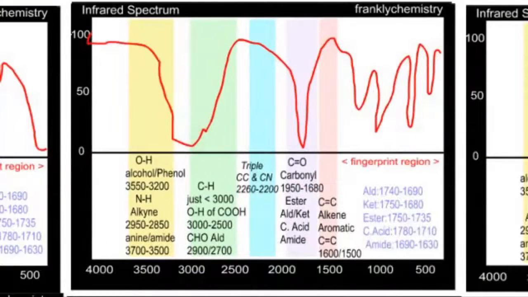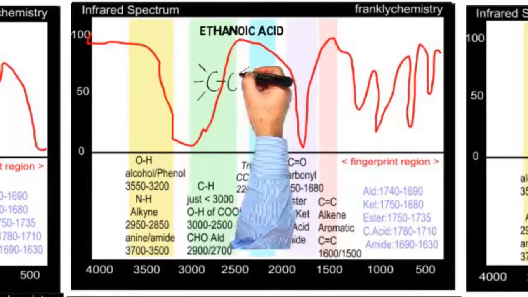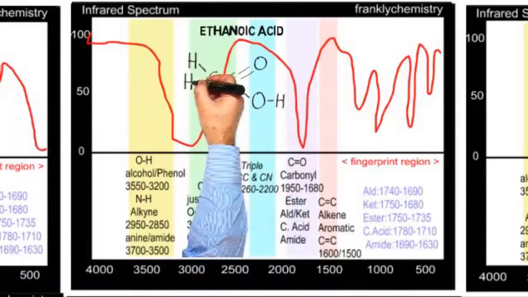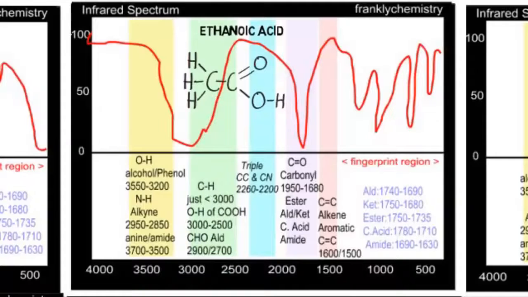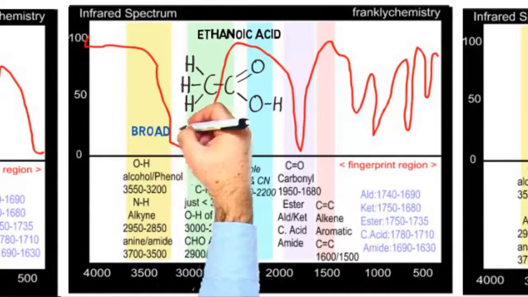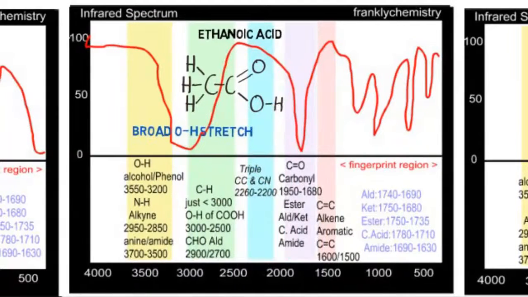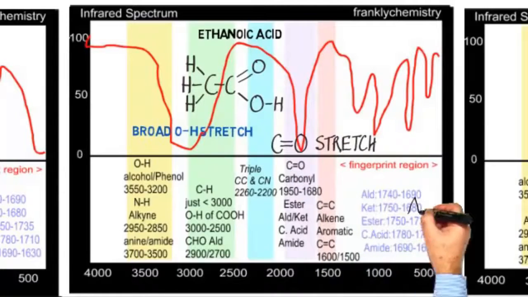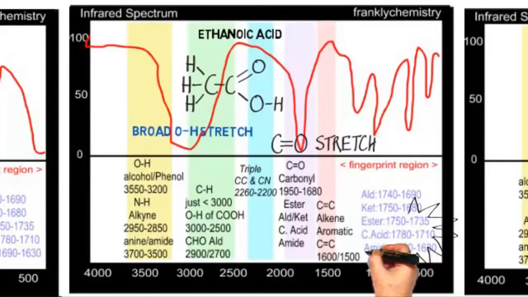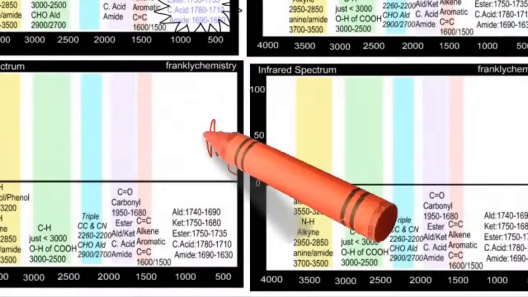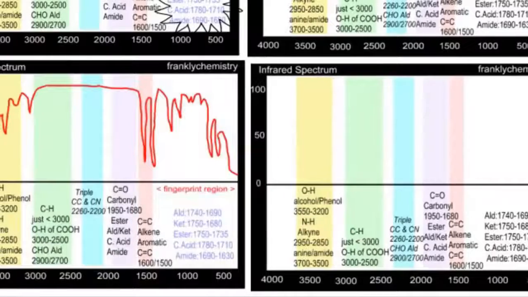Pause again, see if you can elucidate the functional groups present. This is ethanoic acid, which has this structure. Now the OH of the carboxyl group is broad, and there's the C double bond O stretch for the carboxyl group. You can see there it's between 1690 and 1680. Moving on to the next one, pause again, have a go.